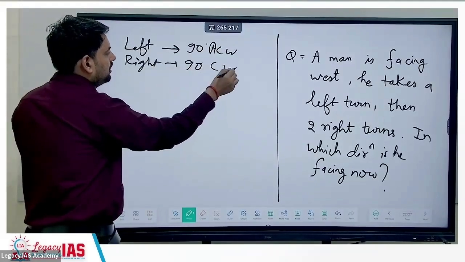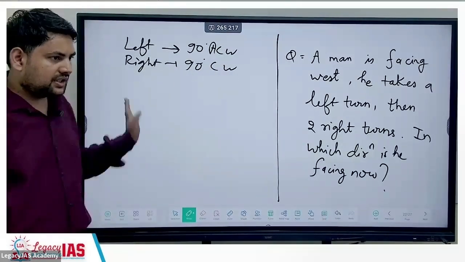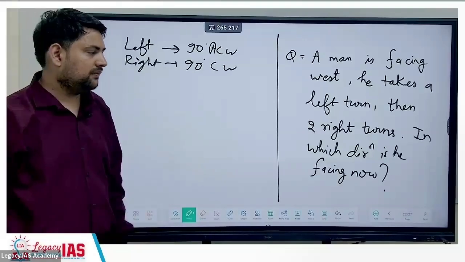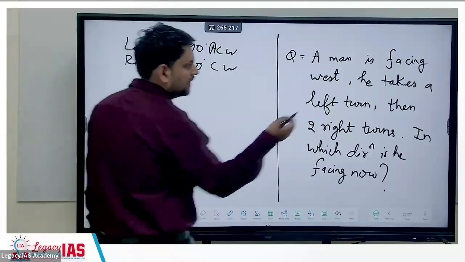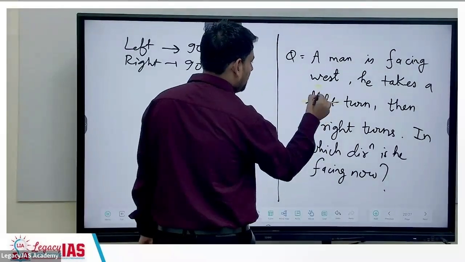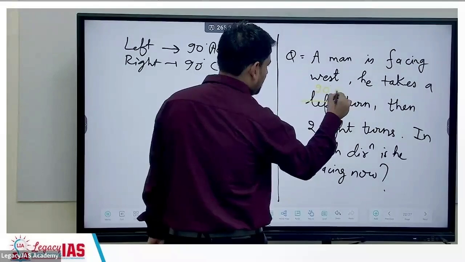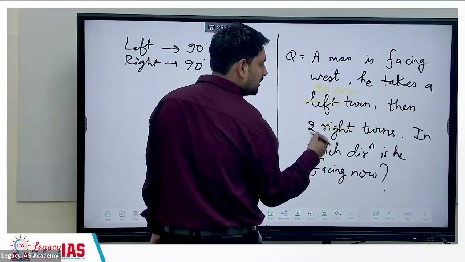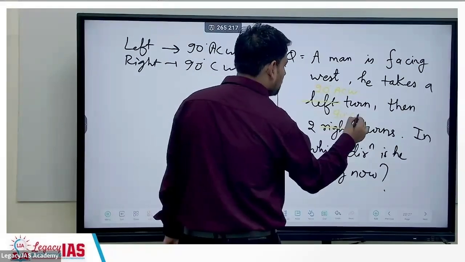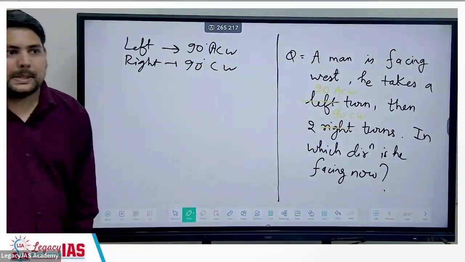90 degree clockwise. So, using this same process, you can do that. Here, if it is written left, read it like 90 degree anti-clockwise. Here it's written right, so you can read it as 90 degree clockwise. The same process you can follow. He's facing north.